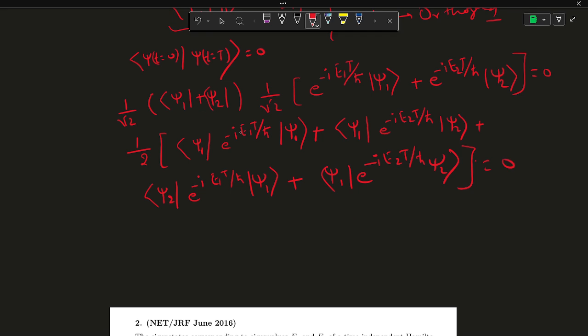So here the exponential factors can be taken out. Psi1 and psi2 are orthogonal, so that part will go to 0, and psi2 psi1 again will go to 0. Psi1 psi1 will give 1 because psi1 is a normalized function, and psi2 psi2 will also give 1 because it is normalized. And the 1 by 2 we can just drop down here.